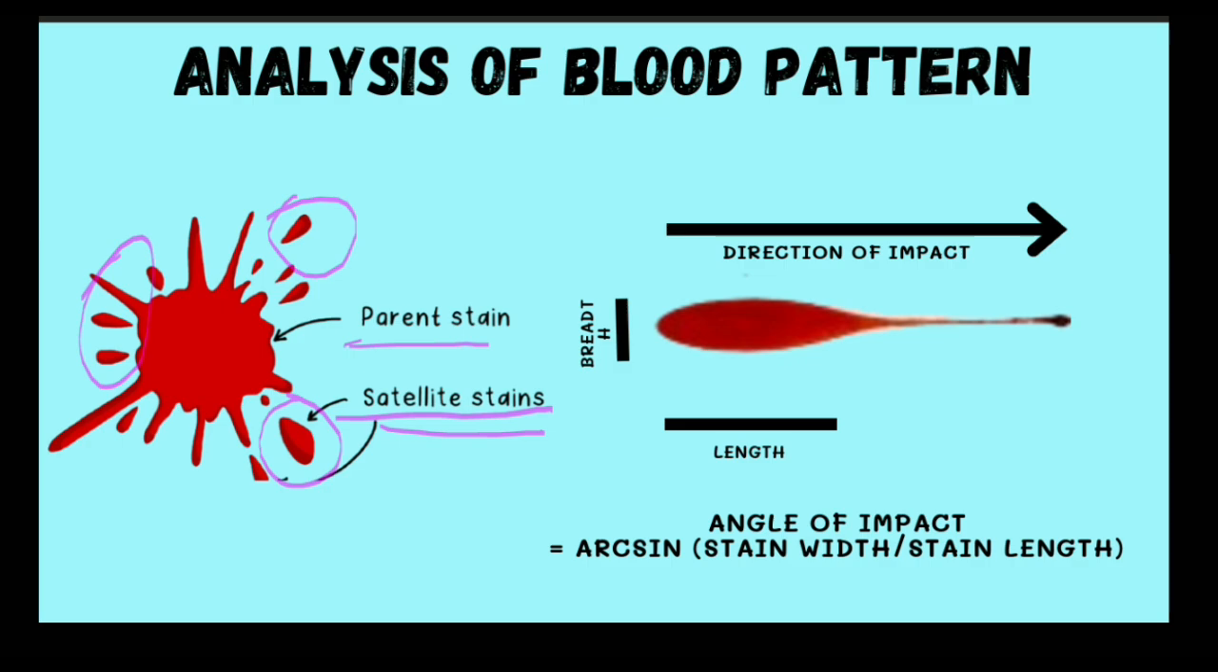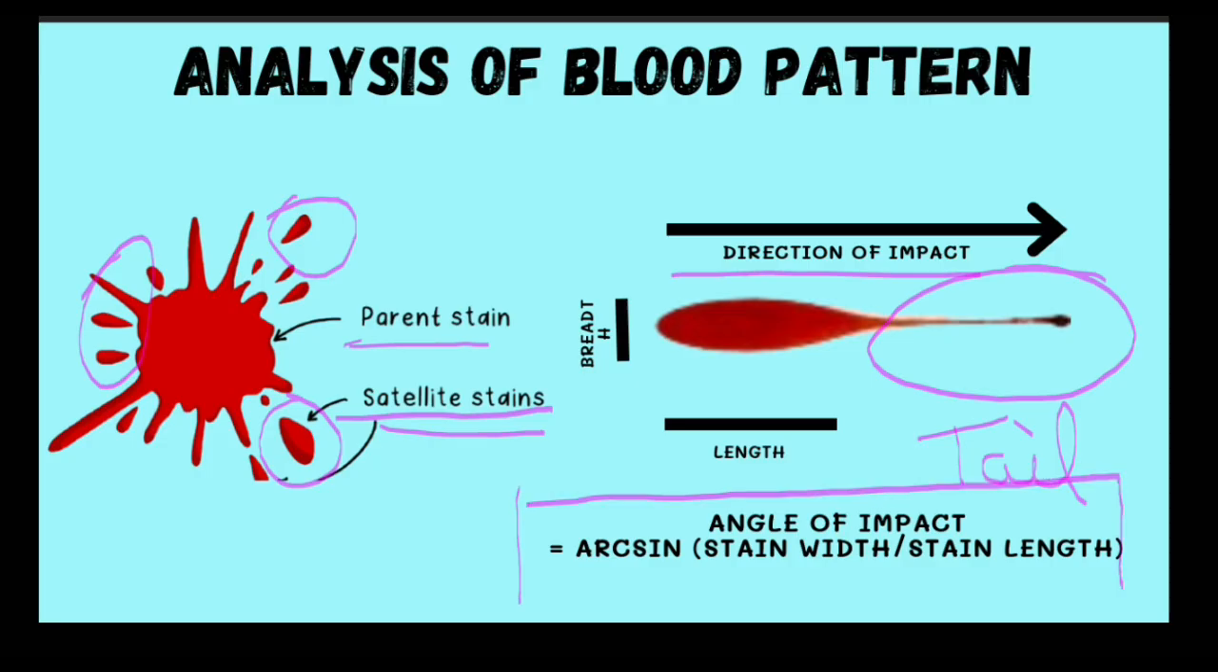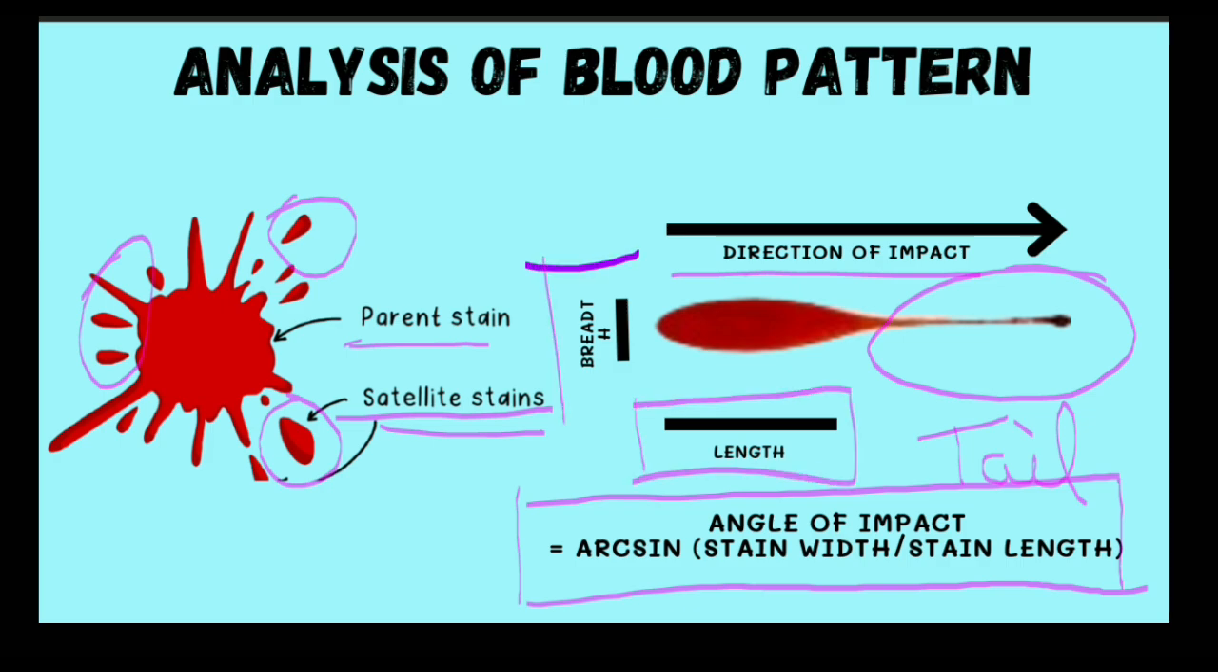Then direction of impact. The tail of the droplet or the bloodstain points towards the directionality of the impact. Then we have a very common formula used for calculation of the angle of impact, that is arcsine of stain width upon stain length. Simply take the help of a ruler and measure the length of this bloodstain, and then the width or breadth of the bloodstain, in order to get the angle of impact.